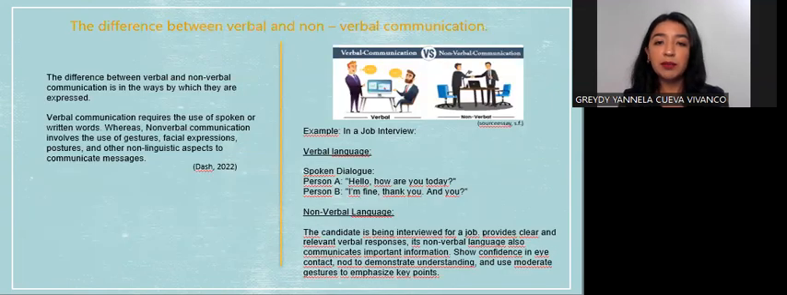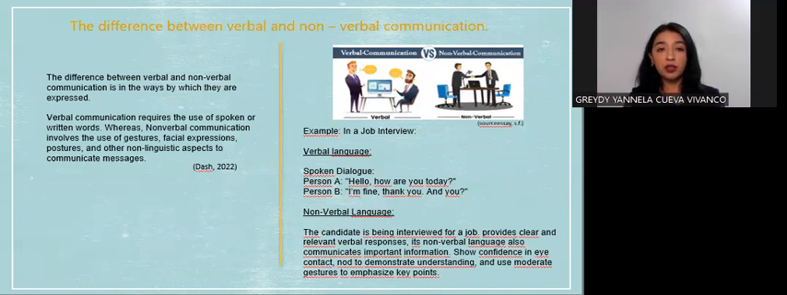The difference between verbal and non-verbal communication. The difference between verbal and nonverbal communication is in the ways by which they are expressed. Verbal communication requires the use of spoken or written words, whereas nonverbal communication involves the use of gestures, facial expressions, postures, and other non-linguistic aspects to communicate a message.